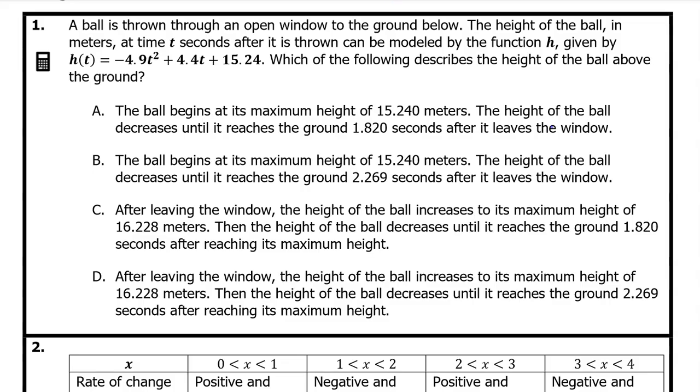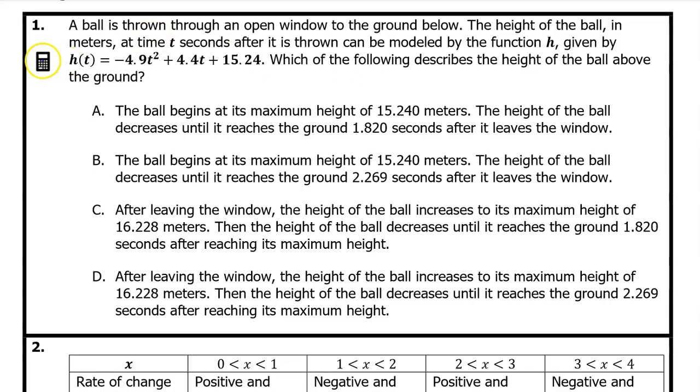Number 1. A ball is thrown through an open window to the ground below. The height of the ball in meters at time t seconds after it is thrown can be modeled by the function h, given by h of t equals this. Which of the following describes the height of the ball above the ground?